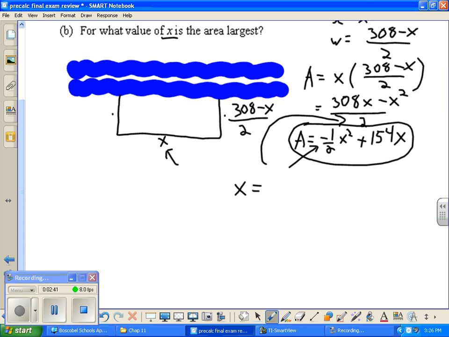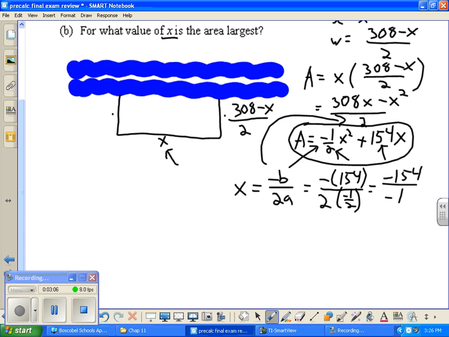And to find the x coordinate of the vertex, I use the formula x equals negative b over 2a. So now I plug in. So I have negative 154, because there's my b, over 2 times a, which is negative 1/2. That's the leading coefficient here. And I simplify. So I have negative 154 over 2 times negative 1/2, which is negative 1. That means my x coordinate is 154. So that means the length of the fence that maximizes my area is going to be 154 meters of fence.